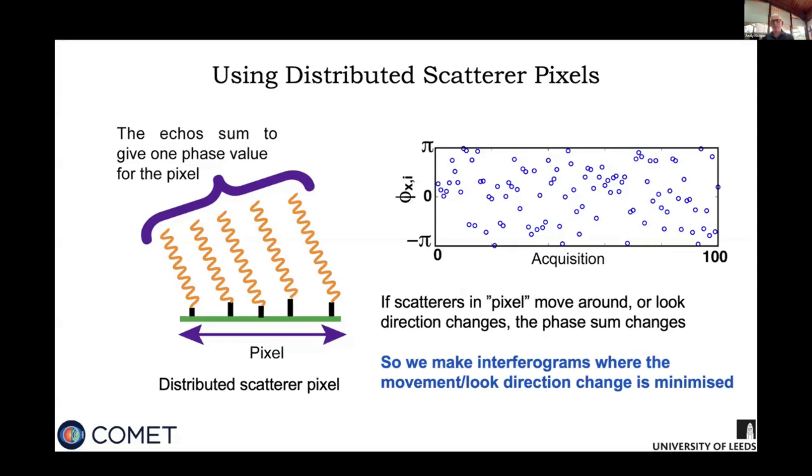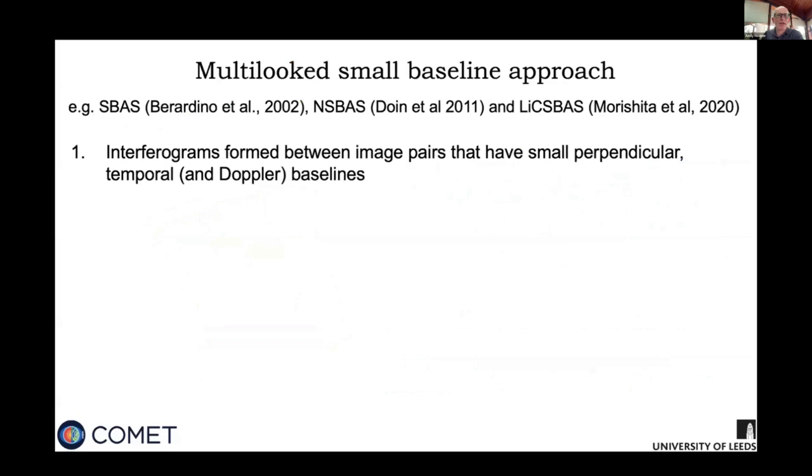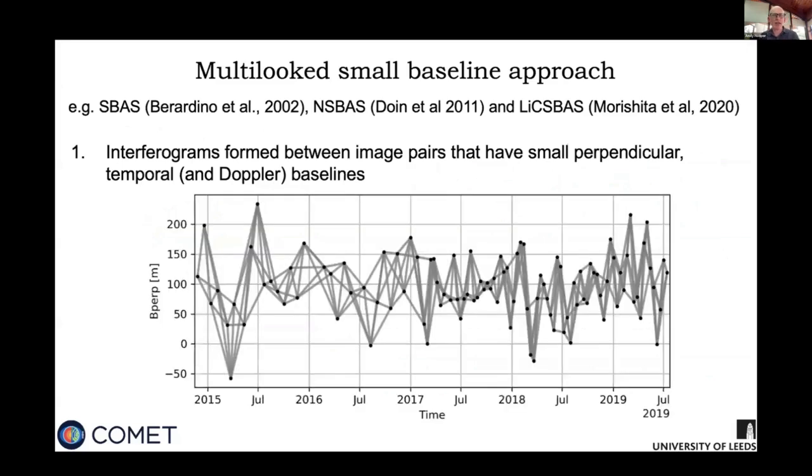And we also typically try and minimize the change in look direction, which is to say, we try and minimize the perpendicular baseline as well. Not an issue typically for Sentinel-1, although that's starting to change lately, but it is for pretty much every other satellite. Okay, so you choose interferograms to make based on these small, both perpendicular and temporal baselines. If you're using really old data, you might have to worry about the Doppler baseline as well, but these days we don't tend to have to.